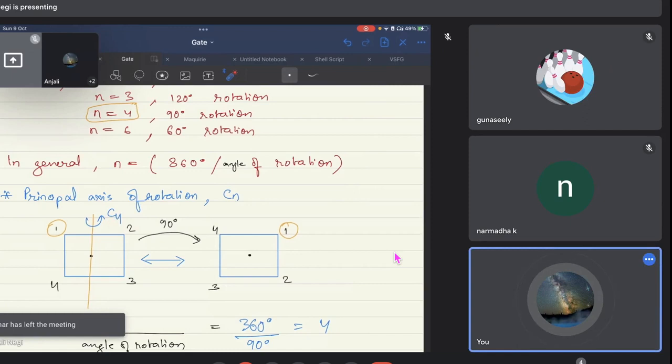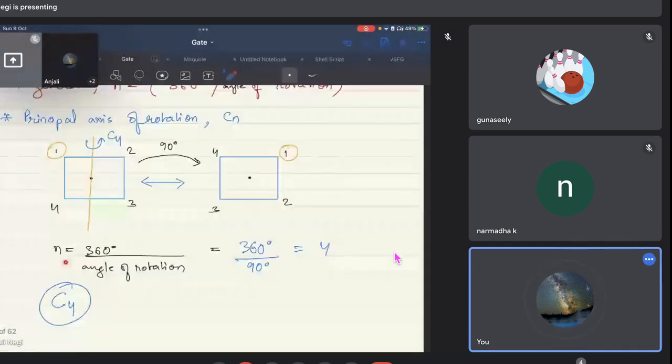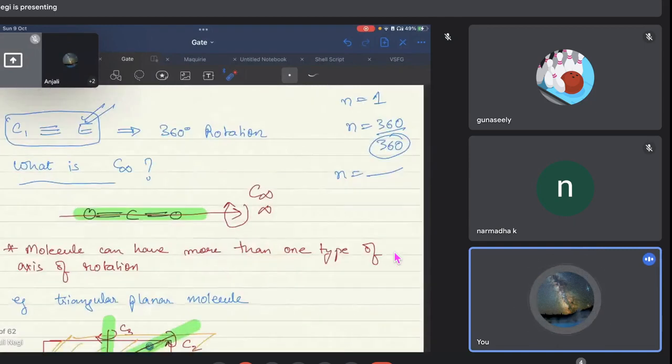And this C4 will do a 90 degree rotation. Because it is doing a 90 degree rotation, my 1 will come here, and my 2 will go here, then 3 and 4. So this is what we do as a principal axis of rotation. Because I am getting an indistinguishable structure, this is a symmetry operation. Now you can calculate n is equal to 360 degree by 90 degree. I will get n equal to 4, and this axis is known as C4. Okay, so this was just an example.